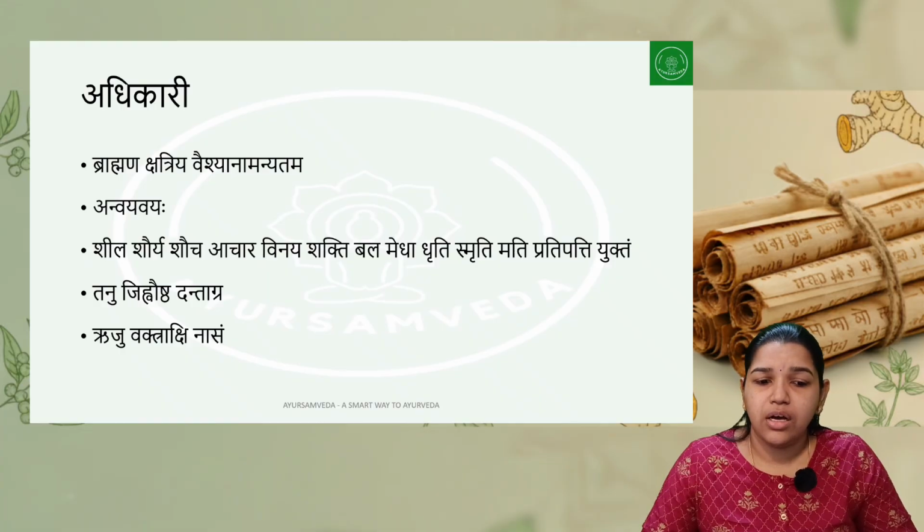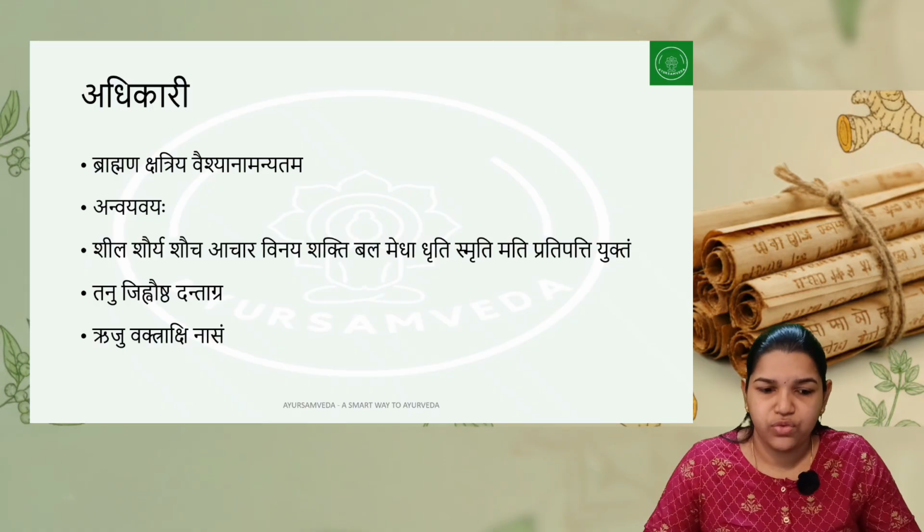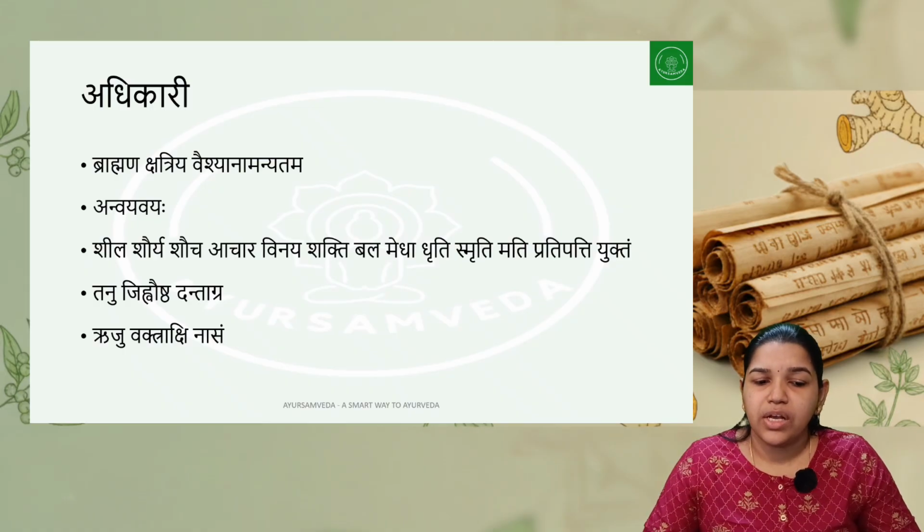Shila, Shaurya, Shaucha, Achara, Vinaya, Shakti, Bala, Metha, Dhriti, Smriti, Mati, Pratipatti, Yuktam. The person who follows proper Shila, Shaurya, Shaucha, Achara, etc. He has proper Shakti, Bala, Metha, etc. Such people have to be considered. Tanu Jihva Oshta Dentagram, Riju Vaktra, Akshi Nasam.